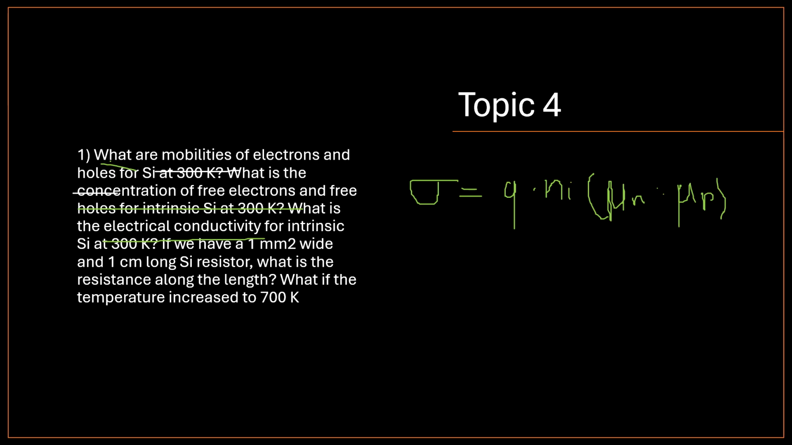So keep up. The mobilities of electrons and holes are going to be typical literature values. For our electron mobility, we have 1,350, and for our hole mobility, we have 480.